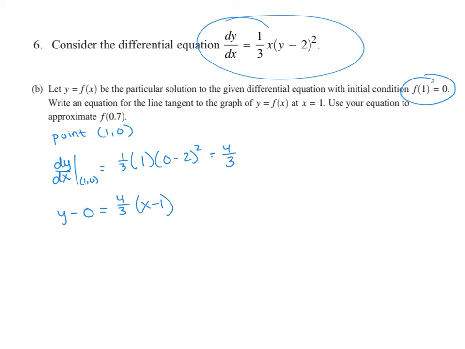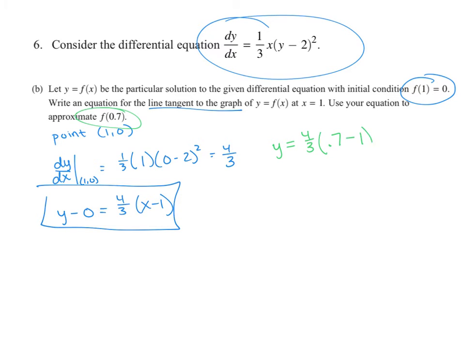So that is the first part of the question. We need the line tangent to the graph. So there's my line tangent to the graph. We also need to approximate f of 0.7. All that means is that we have to plug 0.7 into our tangent line for x. I don't need the minus 0, so y equals 4/3 times (0.7 minus 1).